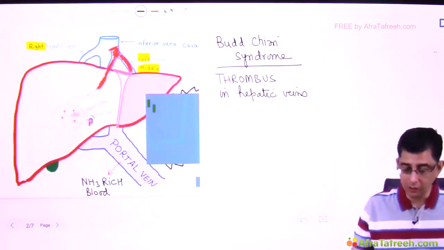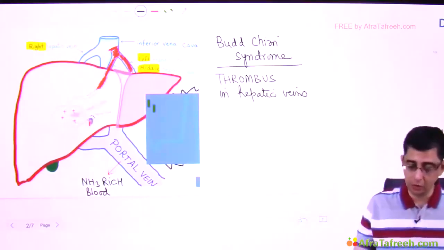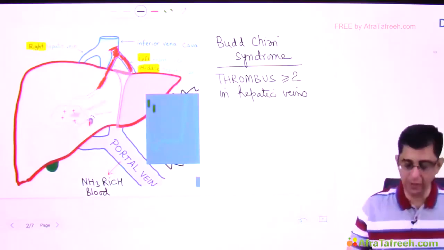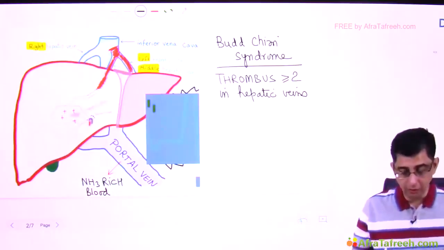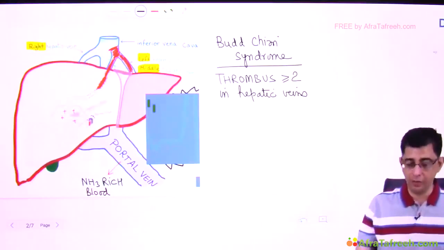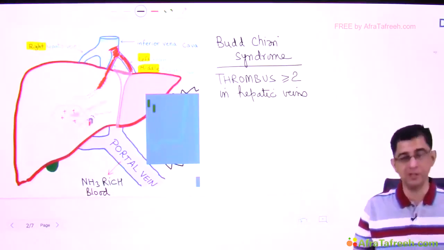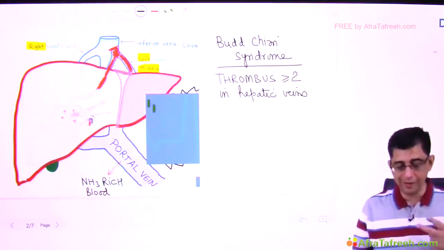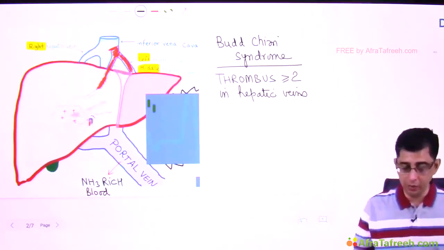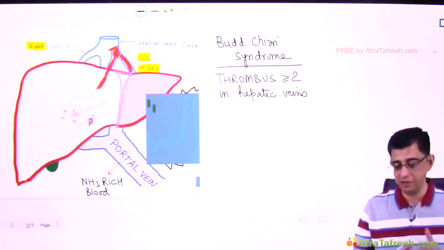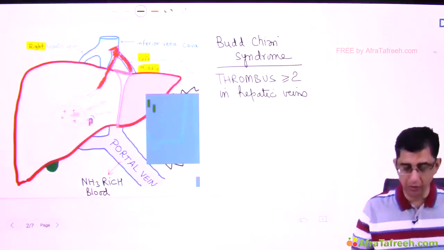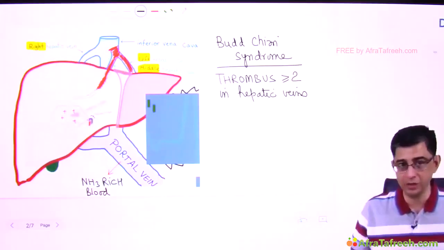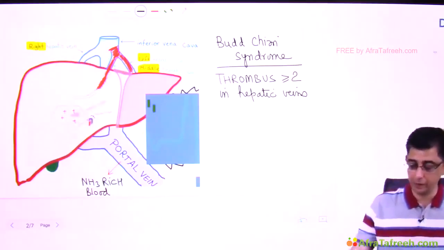Technically speaking, the definition of Budd-Chiari syndrome is thrombus in greater than or equal to 2 hepatic veins. It is usually not possible to have an acute Budd-Chiari presentation with single hepatic vein obstruction. At least 2 hepatic veins need to be blocked to cause sufficient backward pressure, contributing to congestion in the sinusoids and then a centrilobular pressure-based necrosis, resulting in mortality.